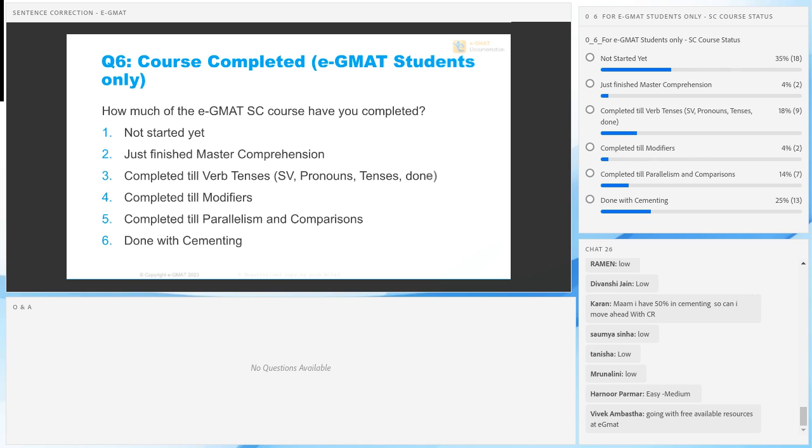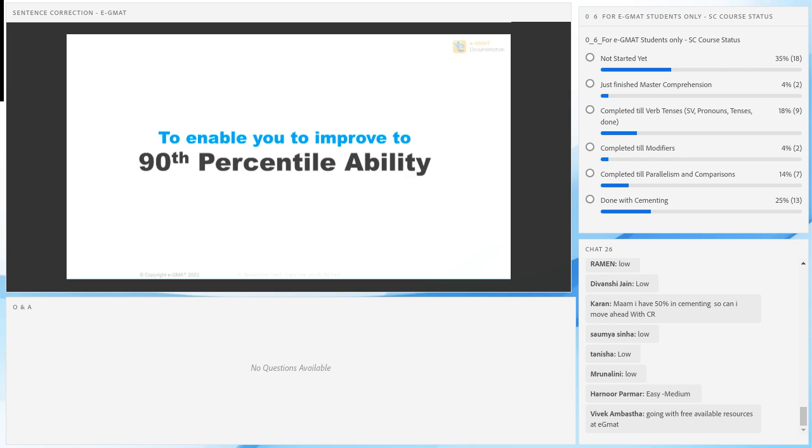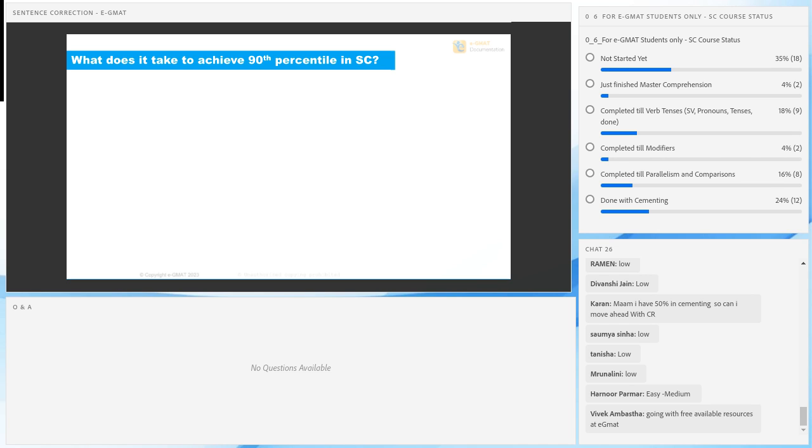Now let's move on. We are going to get started now. Again, keep in mind, to improve to 90th percentile ability, what does that mean? It's very important to contextualize this 90th percentile. This means you should be able to answer hard questions with 70% accuracy. Okay, very important. Now what does it take to do that?